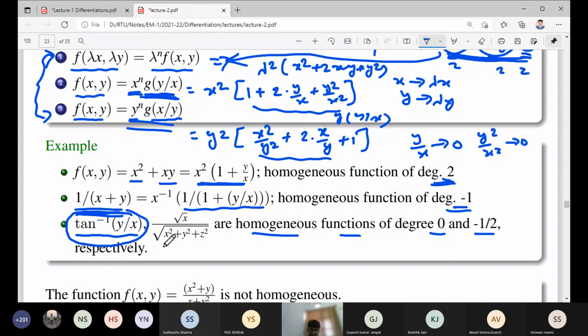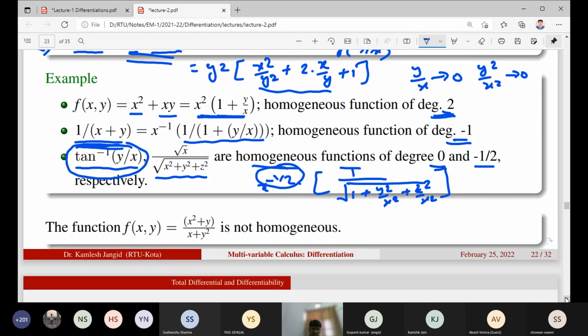If you simplify this function, take x common, then here you will get x to the power -1/2 multiplied by 1 upon square root of 1 plus y square upon x square plus z square upon x square. So you can see that your function is homogeneous function of degree -1/2, right? So this is our homogeneous function.